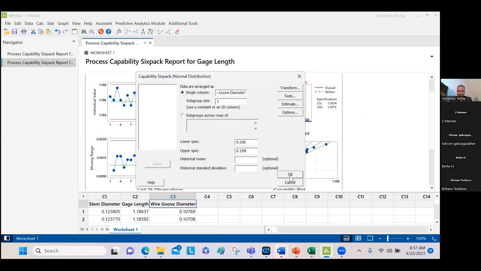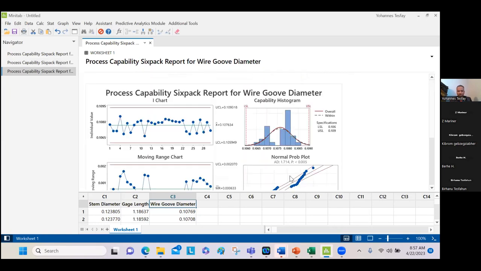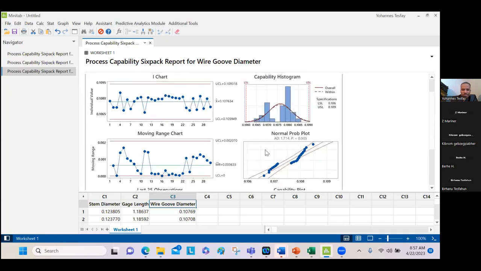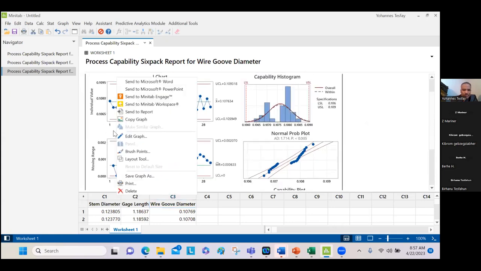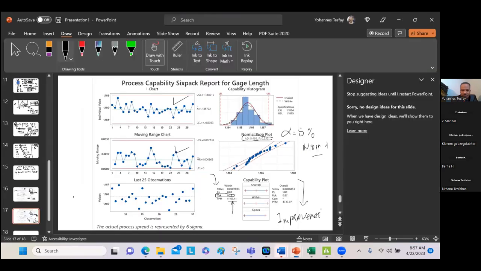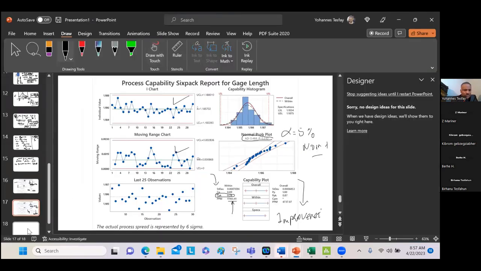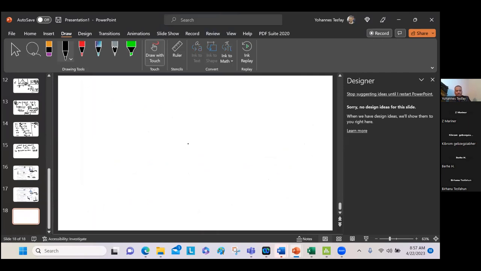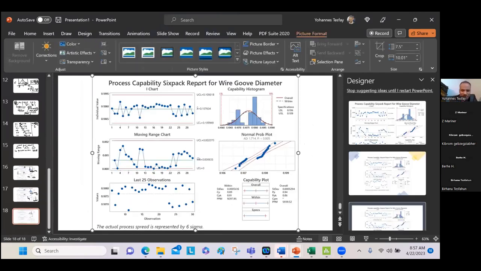See? Then I'm going to say okay again. Copy, then I'm going to paste it here. Paste it here. So what's the first thing I'm going to look at? The first thing I'm going to look at is this probability, isn't it?